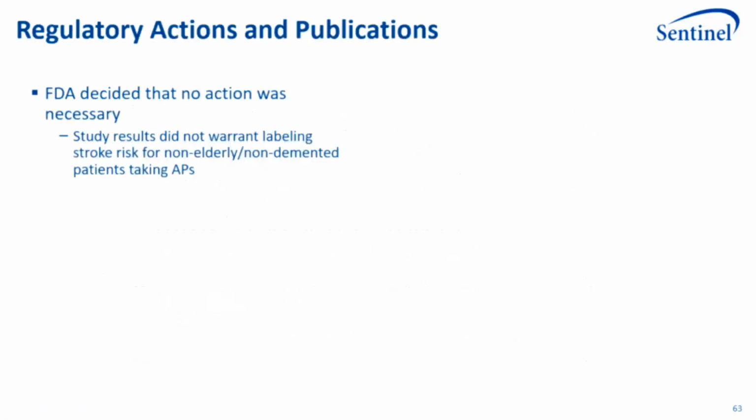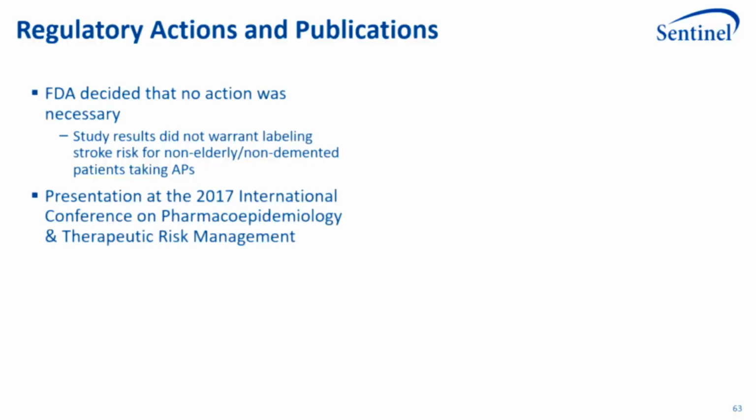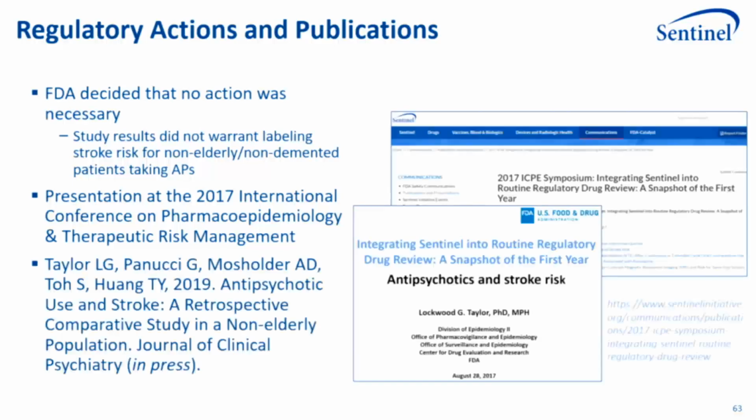Using the Sentinel results along with evidence from other data sources available to FDA, in the end, the final decision was no label change necessary for the antipsychotic users. And the query results were presented at the 2017 International Conference for Pharmacoepidemiology and Therapeutic Risk Management. Part of this work is accepted for publication in Journal of Clinical Psychiatry.